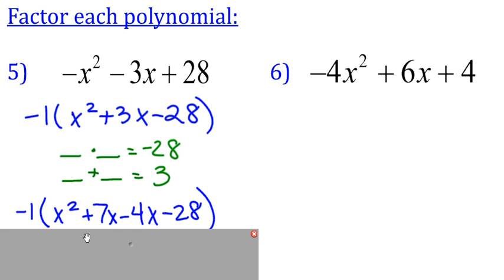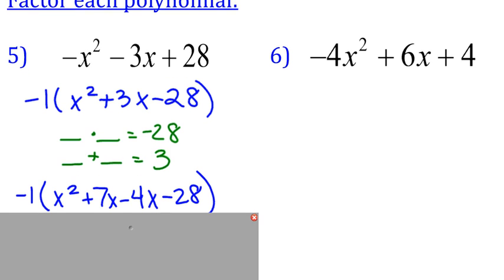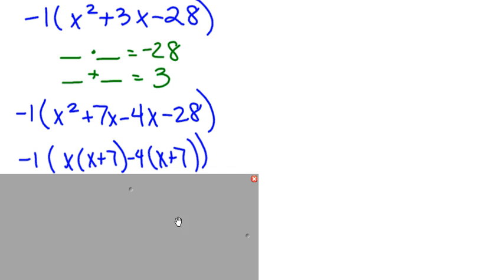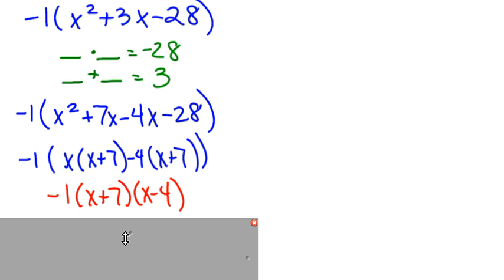Again, breaking them into pairs, the first pair I can divide out an x, the second pair I can divide out a negative 4. I can see that x plus 7 is being multiplied by x and negative 4. So my factors are going to be negative 1 times x plus 7 times x minus 4.